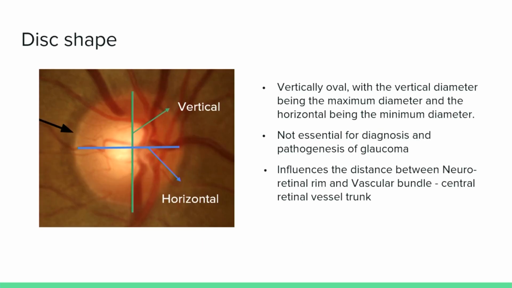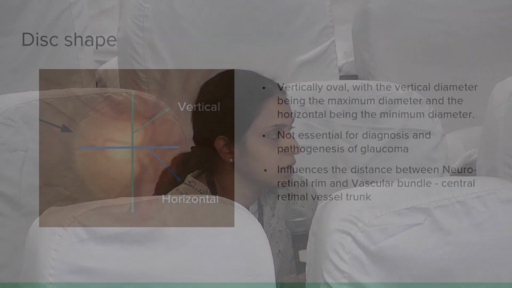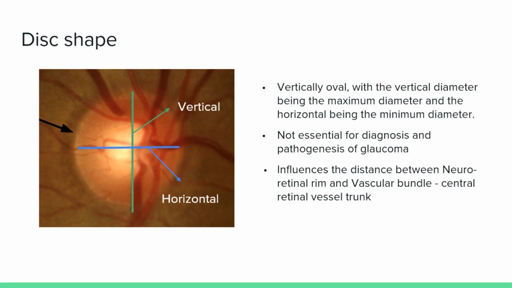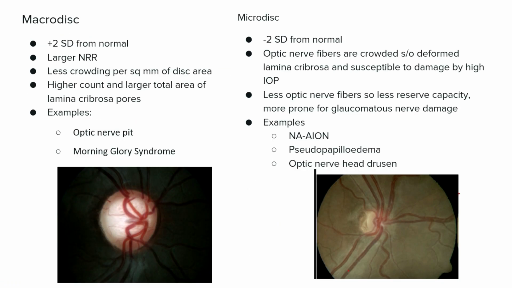So, disc size anything less than 1.5 you can consider as a small disc. More than about 1.5 to 2.2 to 2.4 it can be average, and more than that it is a large disc. So it's very important to ascertain the size of the disc, because a large disc can have a large cup which may not be pathological, and a small disc can have a small cup, in spite of which it can be pathological.